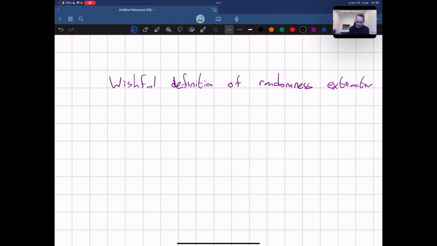So, it's definitely going to be a function. Think of it as an efficiently computable function. It's going to get a sample, and let's assume we are representing everything using bits. So it's going to get a sample, an n-bit string, and it's going to output some m-bit string.